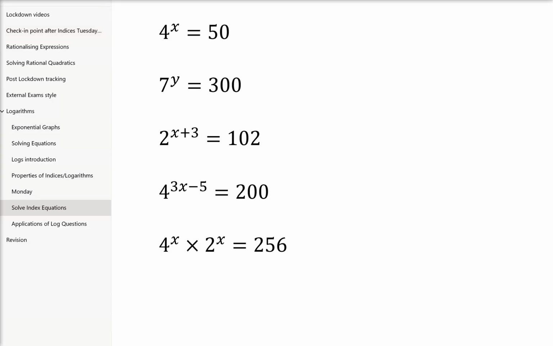So 4 to the power of x equals 50. How do we solve that one? We have to use logs. Why do we have to use logs? Not because there's no whole power of 4 that equals 50, but because x is an exponent. And if x is an exponent, then you have to solve this.